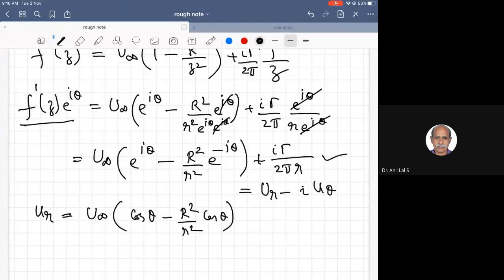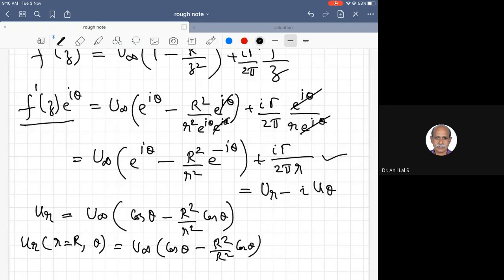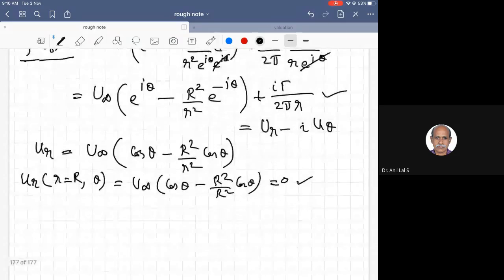Now let us look at the radial velocity on the surface of the cylinder. That is when small r equals capital R, we will have u infinity cos theta minus r squared by capital R squared cos theta, and this is 0. So that is the condition. There is no radial velocity through the surface of the cylinder. So on the surface of the cylinder, radial velocity is equal to 0, and we have only the tangential component of velocity.